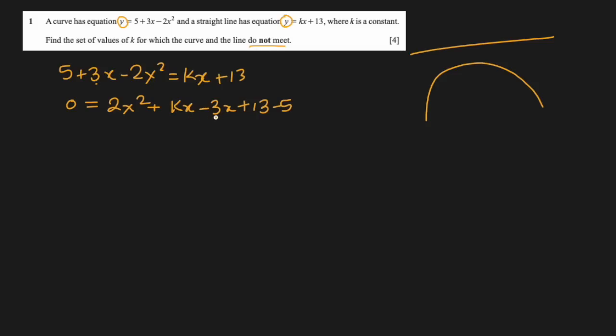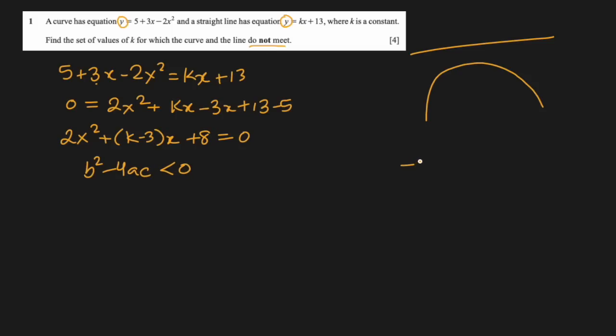And let's take this x common here. So, and I will write 0 on the right side now. 2x square plus k minus 3 x. This is what we can write. This has 13 minus 5 is 8, positive 8, which is equal to 0. And we do not want a solution for this. And for that, the discriminant b square minus 4ac should be less than 0.